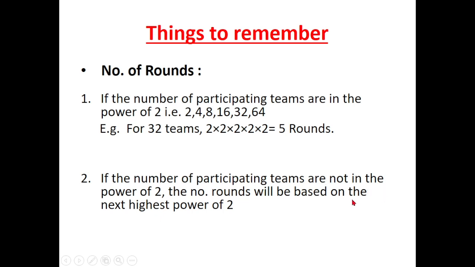Second, if the number of participating teams is not in the power of 2, the number of rounds will be based on the next highest power of 2. For example, 14 teams. 14 teams are not in the power of 2. What do we do here? As you can see, the next highest power of 2 is 16. So we write it in the next highest power of 2 form only: 2 times 2 is 4, 4 times 2 is 8, 8 times 2 is 16. We count 1, 2, 3, 4. So you have 4 rounds.